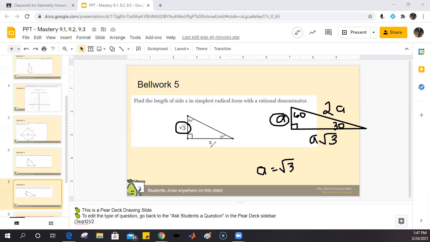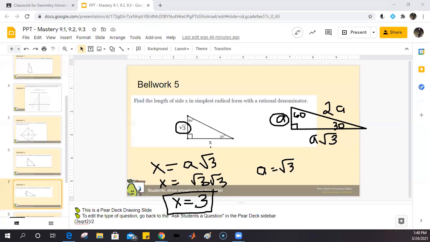We are supposed to find the side across from the 60. Side across from the 60 is that number times the square root of 3. So X is A times the square root of 3. X is the square root of 3 times the square root of 3. And we know that a square root times itself is whatever is underneath the square root. So X is equal to 3.